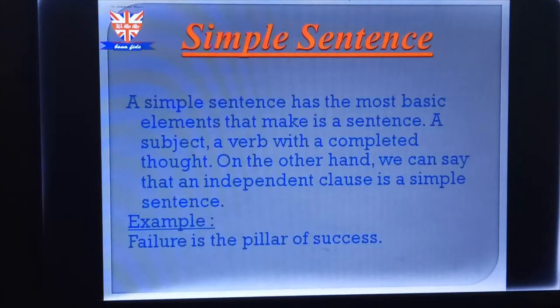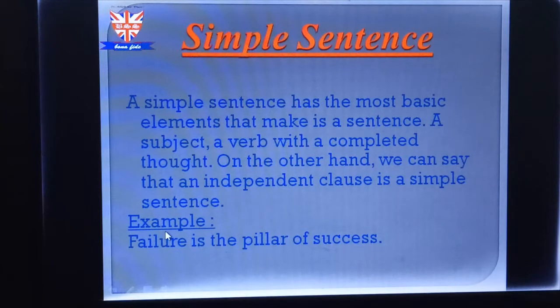Let's go for the last one, the simple sentence. It is simple as its name. A simple sentence has the most basic elements that make a sentence. It should have its basic meaning, a subject, a verb with a complete thought. On the other hand, we can say that an independent clause is a simple sentence. Not only independent clause, the other name of independent clause is principal clause, and a principal clause is also a simple sentence.